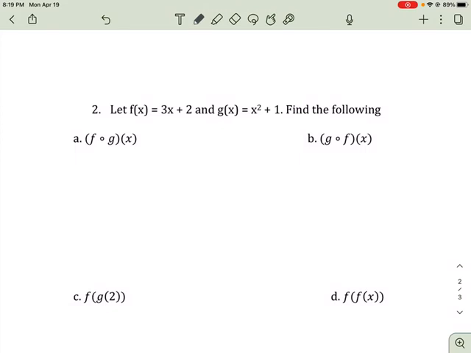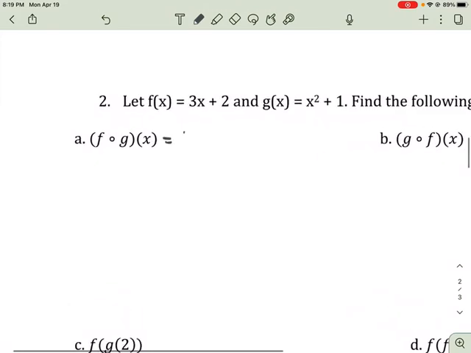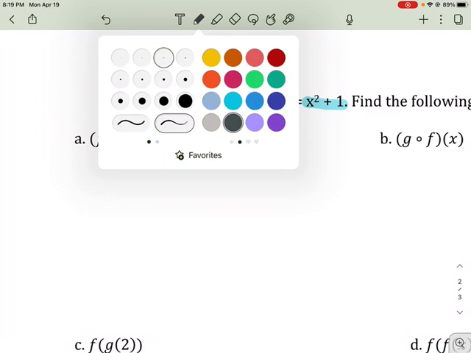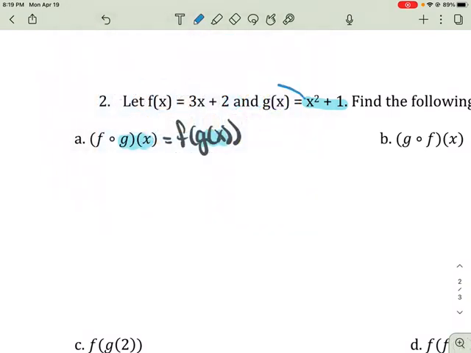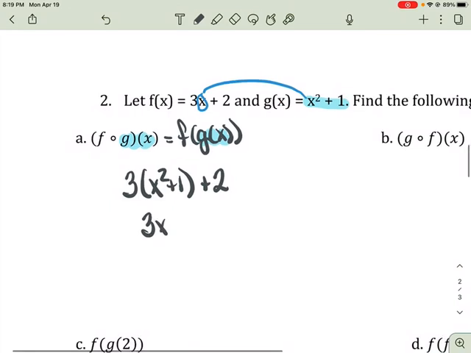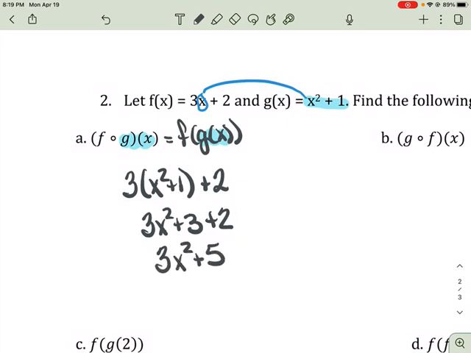So the first thing is saying, what is f composed of g? Okay, so remember, we can write this as f composed of g of x, which means that g of x is what I'm going to start with, and then I'm going to come over here, and I'm going to take out the letter x and replace it with that. So this becomes 3 times x squared plus 1 plus 2. So 3x squared plus 3 plus 2, or 3x squared plus 5.